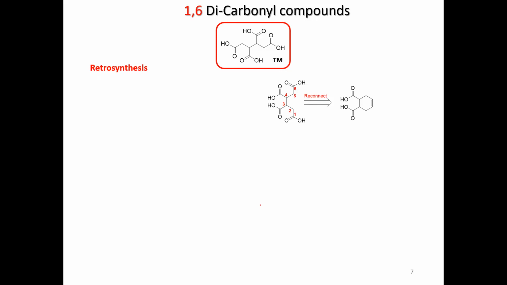So the reconnection will lead you to this one, which in synthesis is going to be a ring opening with ozone, for instance, or osmium tetroxide. And you get your target molecule. But also, this one can come from the solder.